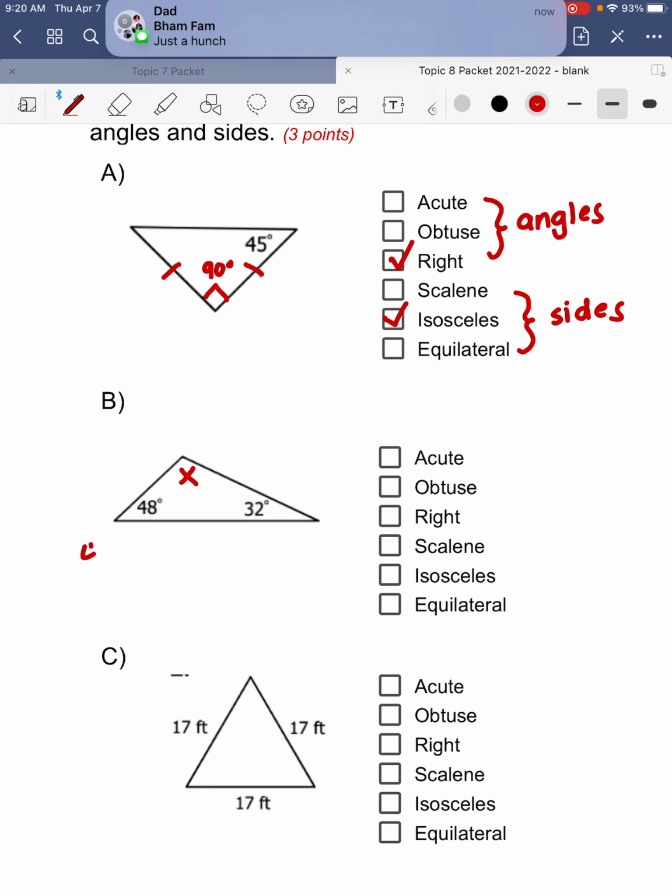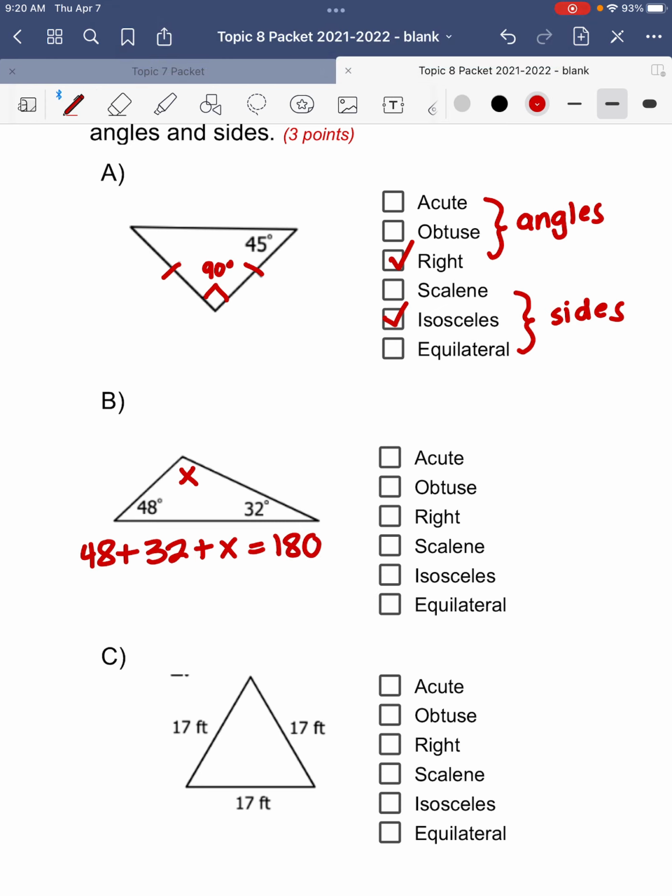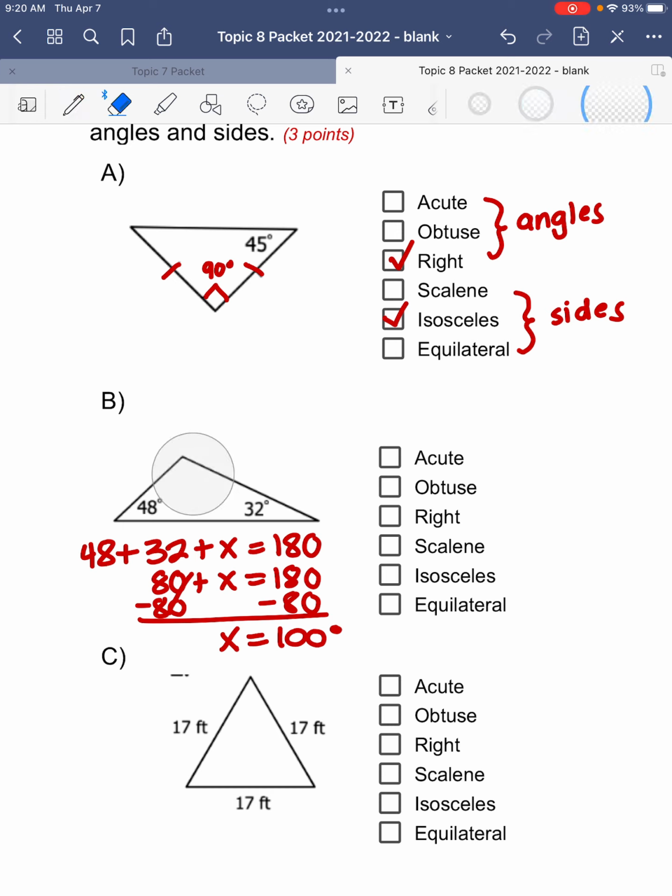So we have 48 plus 32 plus x equals 180. 48 plus 32 is 80. So we have 80 plus x equals 180. I can subtract 80 on both sides. So I know that x equals 100 degrees. So that missing angle measure right here is 100 degrees.